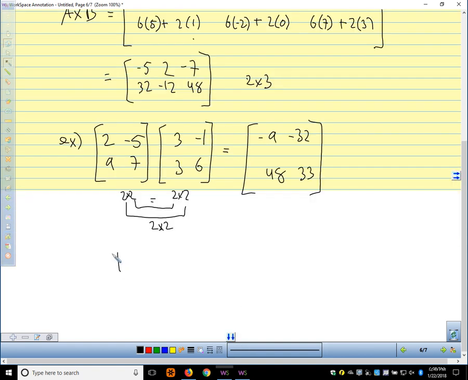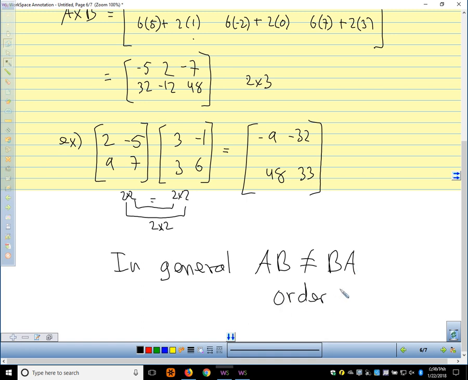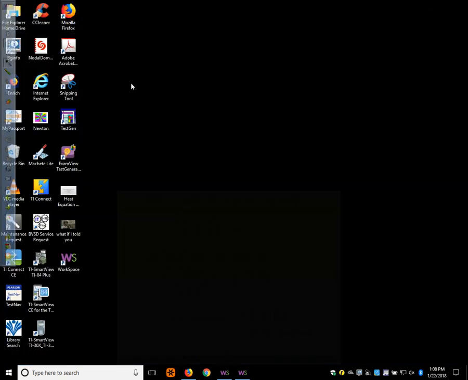In general, A times B does not equal B times A. Order matters. So you can't just set up your multiplication any old way. The order of multiplication matters. All right, let's take a look at how to do some of these operations in our calculator.